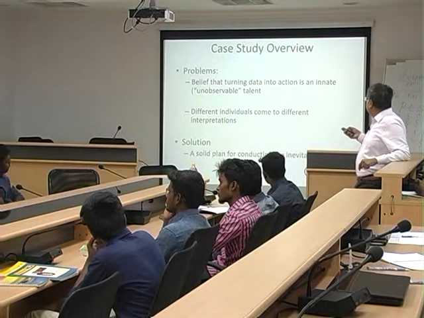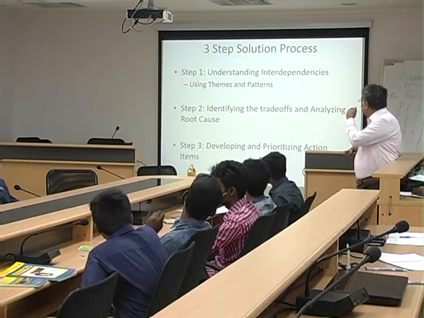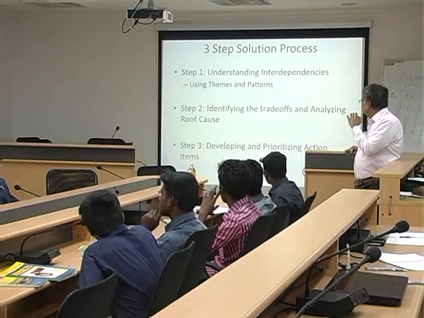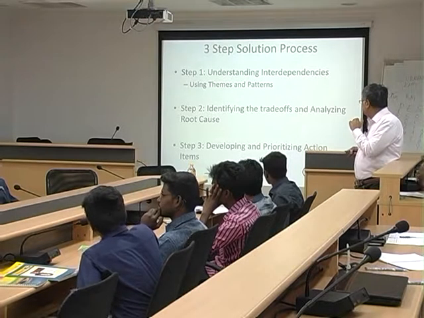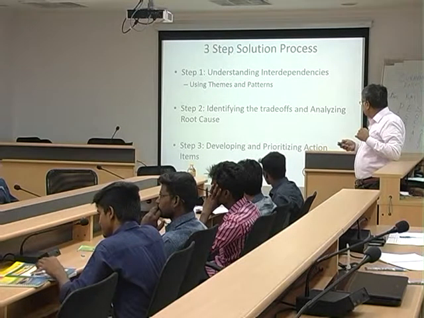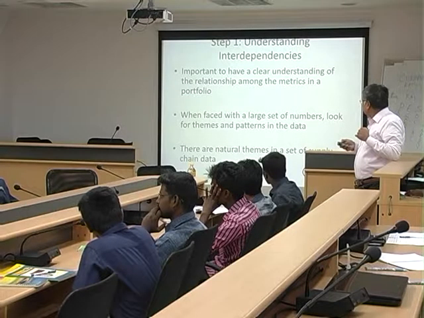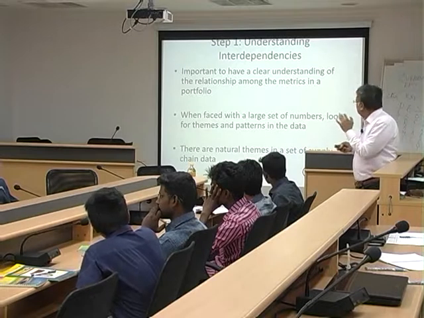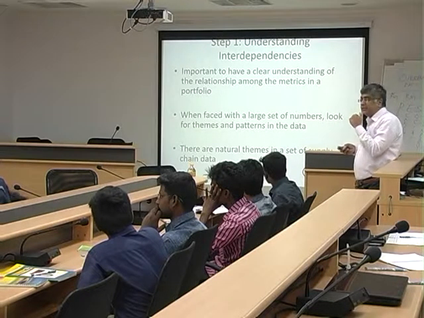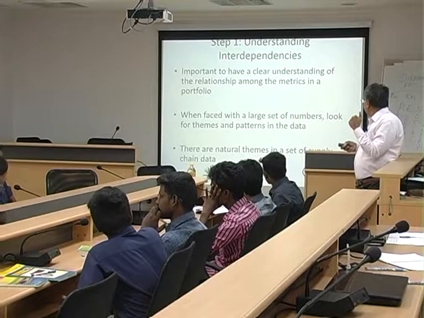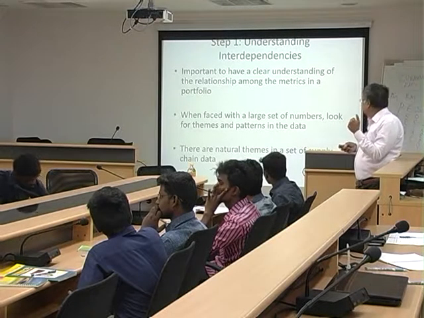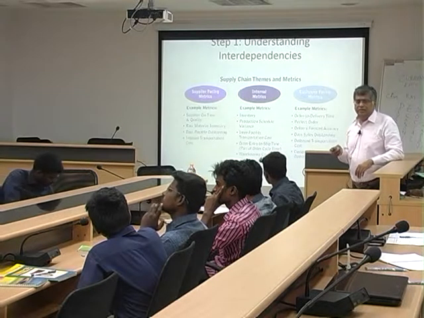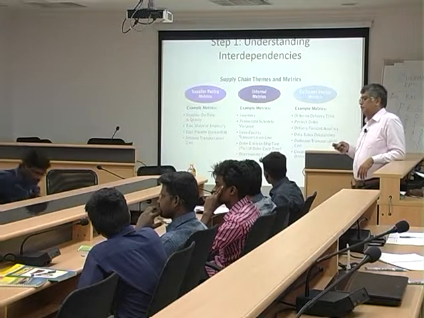Here's the case study. One is to understand the interdependency in data. Then identify the root cause of this particular data and develop the action or prioritizing plan. So it's important to understand the interrelationship between data in the metrics in the portfolio. Then you look at the patterns in the portfolio and then you look at natural themes. So in supply chain, it's very, very important to look at the natural themes.